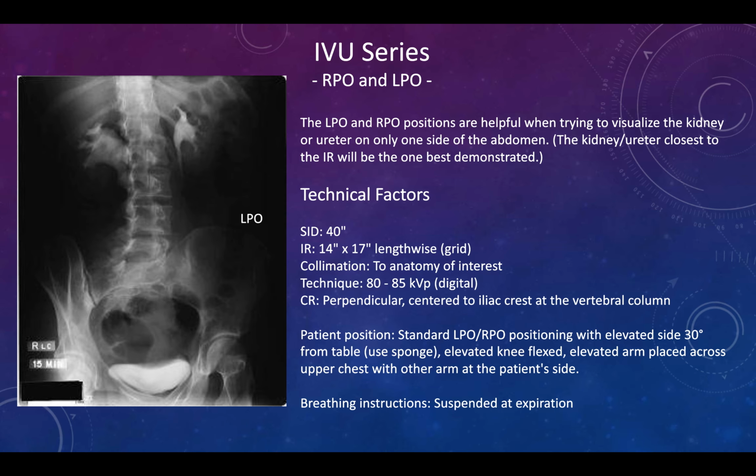We can use a sponge to support. Have that elevated knee flexed, the elevated arm placed across the upper chest, and the other arm down to the patient's side. That's standard LPO, RPO positioning.